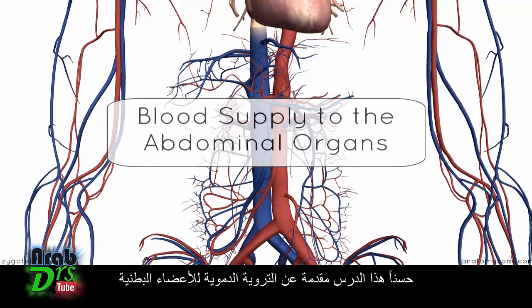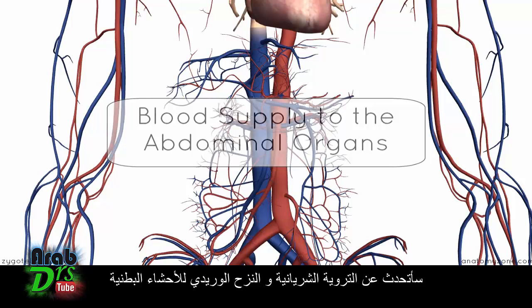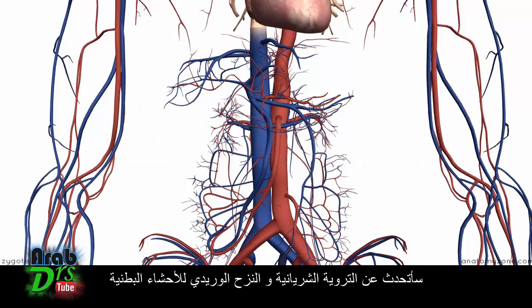Okay, so this tutorial is an introduction to the blood supply to the abdominal organs. So I'm going to talk about the arterial supply and the venous drainage of the abdominal viscera.